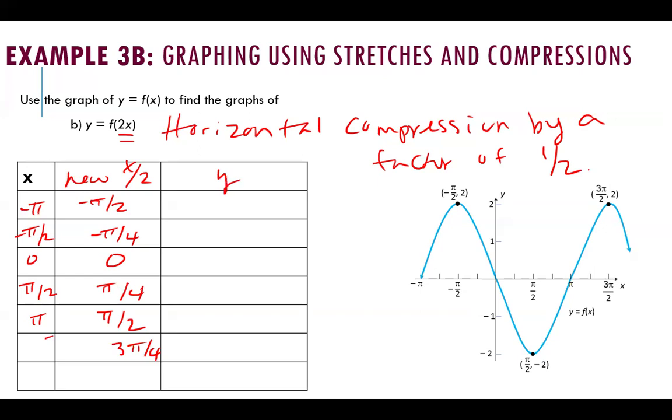But my y's are staying the same because there's no impact or change on the y. So your y's are still going to be 0, 2, 0, negative 2, 0, and positive 2. But these are your new values, and these will be the points that you would plot to create your compressed function.